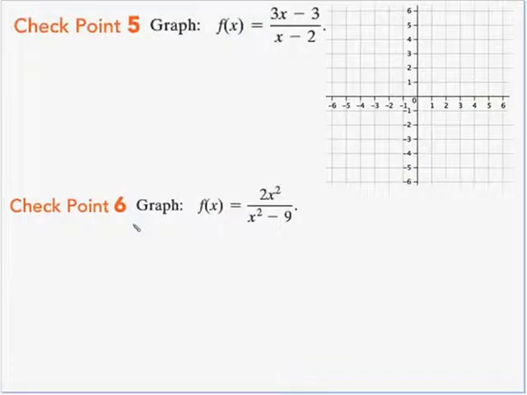Okay, for practice, checkpoint 5 is just to the first power, and the next one, checkpoint 6, is the squared power. Use the 6 or 7 step process to graph those.